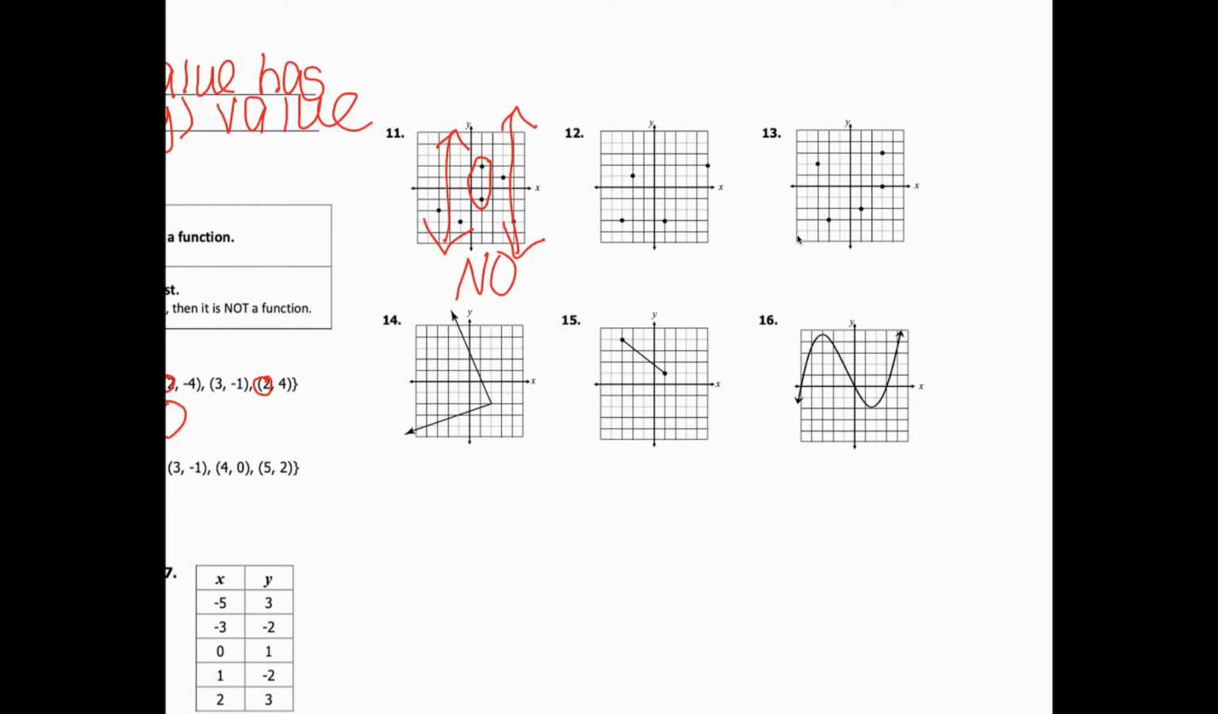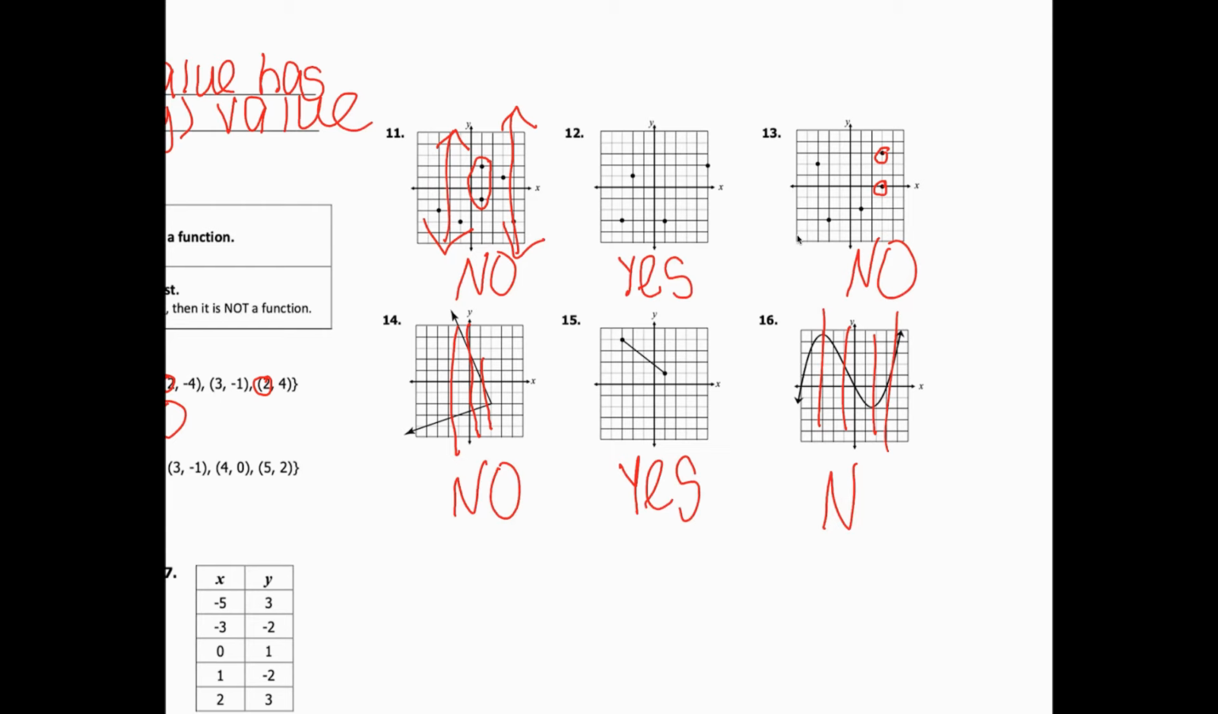This one here looks fine. There's no values right on top of each other, so that's a yes. This one here, we've got a problem right there. Those two are directly on top of each other, so that's a no. This one here is a definite no. There's multiple places where it crosses more than once. 15 is yes. There's nowhere it crosses more than once vertically. And then 16 looks good. I could draw these and it's only crossing at one point. So that's a yes. Sorry, not a no.